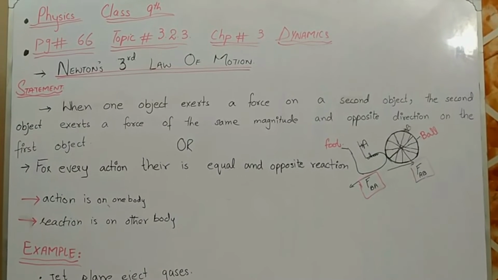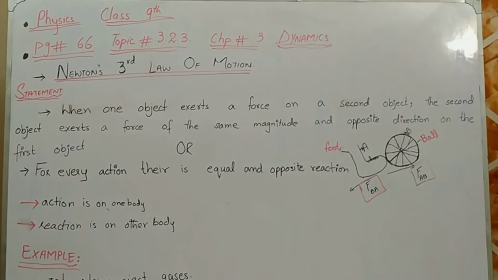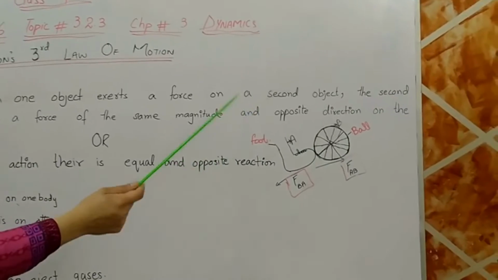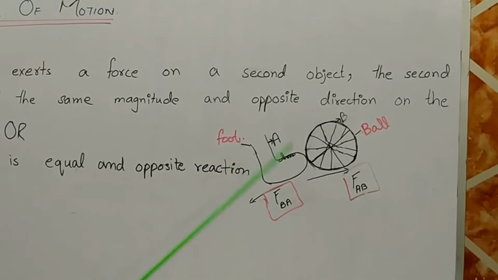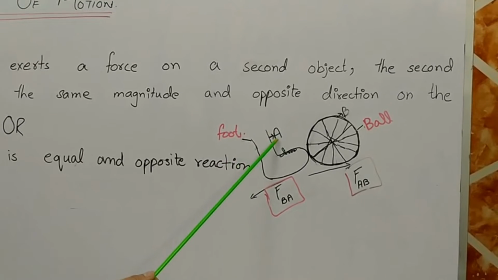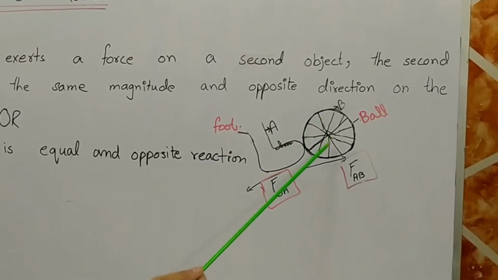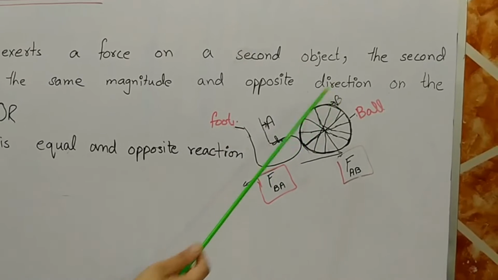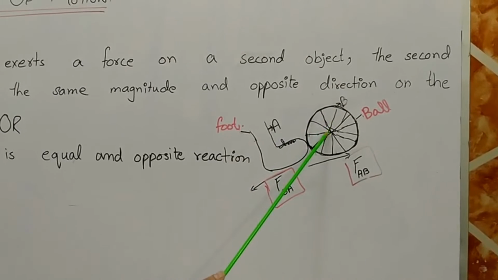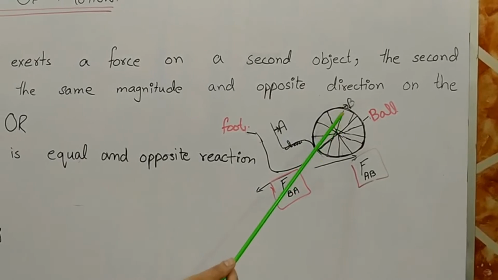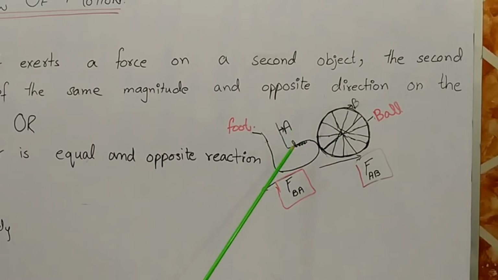To justify this statement, I can take an example of a football. A footballer is kicking a ball here. I will take the footballer as object A, and the ball here we are taking as object B. Now the foot is applying force on the ball. The ball at the same time applies the same magnitude of force on the foot.